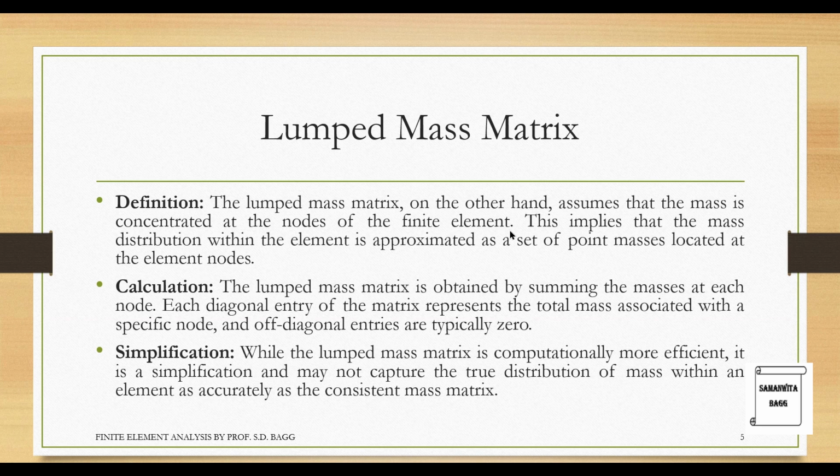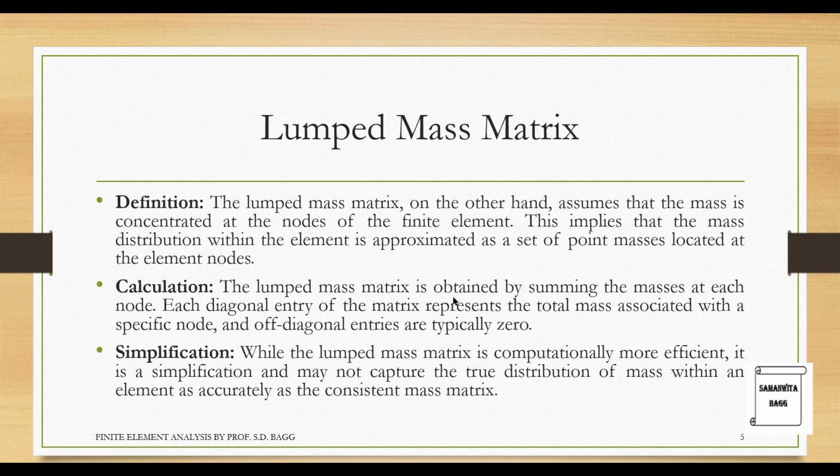Now we'll talk about lumped mass matrix. The lumped mass matrix, on the other hand, assumes that the mass is concentrated at the nodes of the finite element. As I told you, this implies that the mass distribution within the element is approximated as a set of point masses located at the element nodes. Now here, suppose you consider the entire beam to be divided into two elements, then we can say that there will be three nodes. So your mass will now be distributed amongst the three nodes. And when you talk about software, you don't have three nodes, you have n number of nodes. So at each node, the mass is distributed equally.